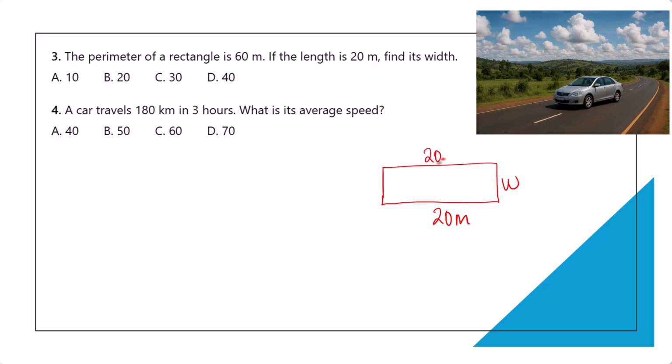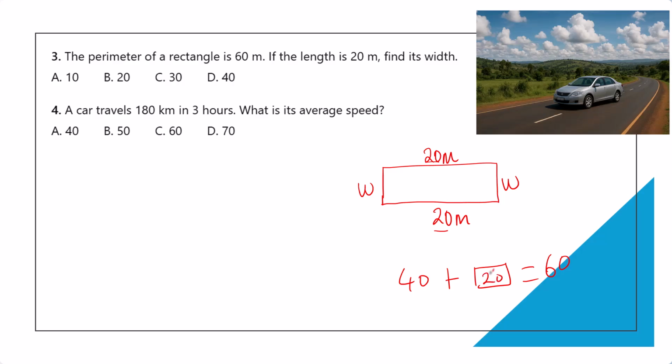What we know is that this should also be 20 as well, but this is also the width. So when we add all these numbers together, we should get 60, because perimeter means you add everything. So far, I've got 20 plus 20, which is going to give me 40. If I add something, that should give me 60. So that something will be 20.